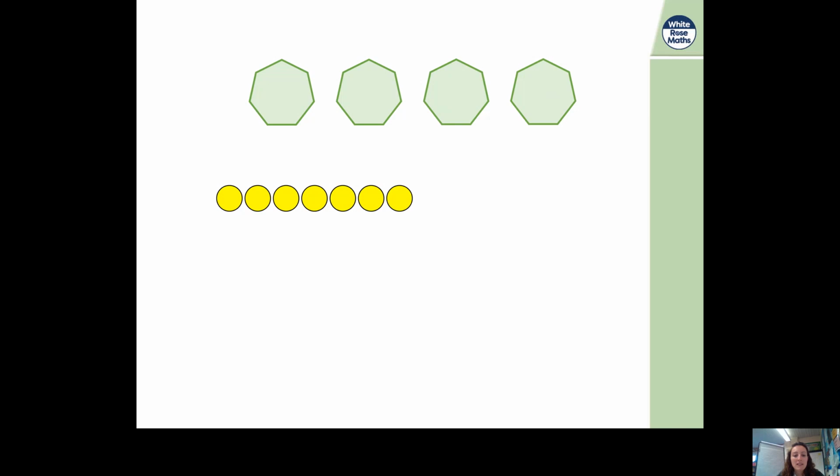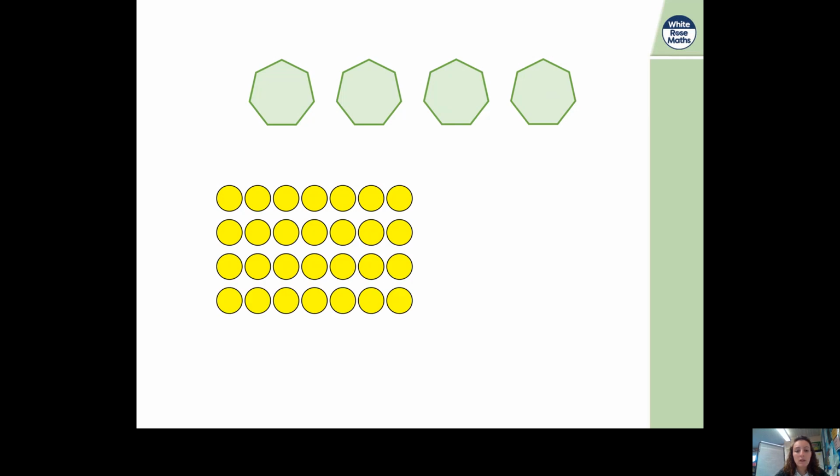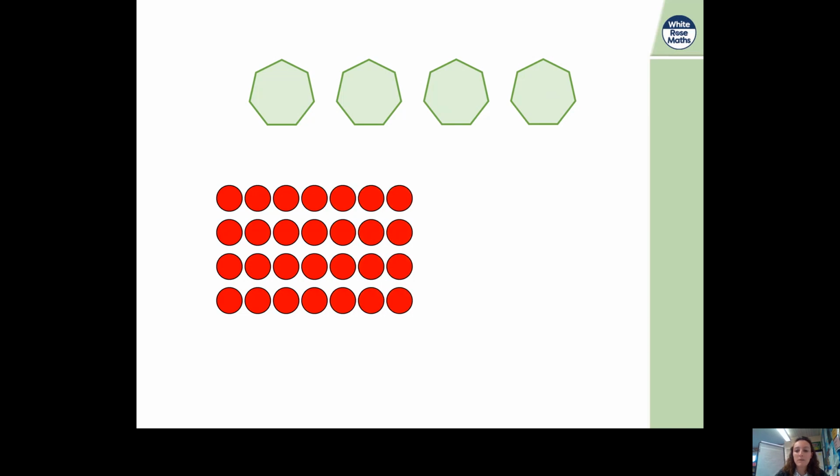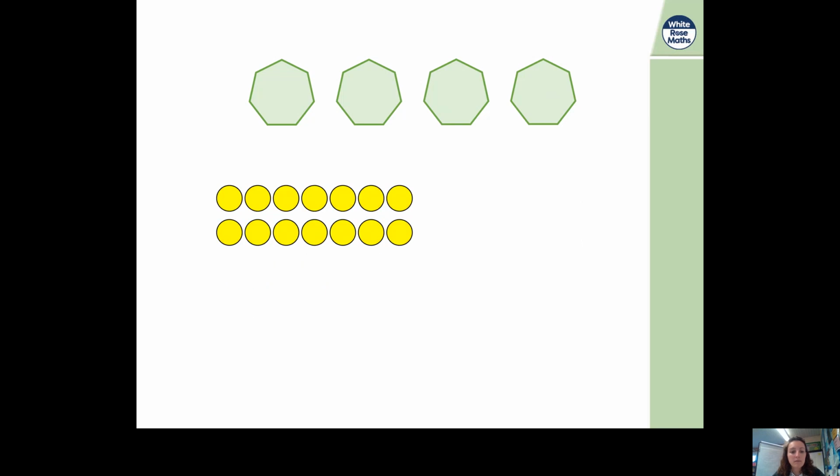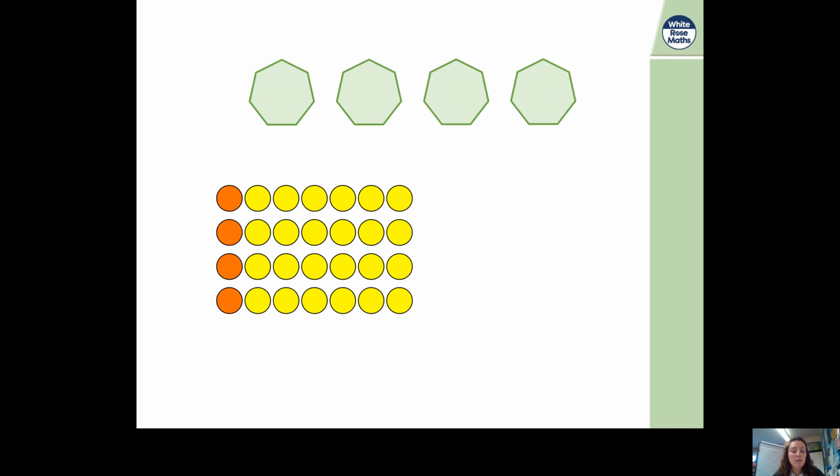So here we have our heptagons again, and I'm going to show you using an array. 1, 2, 3, 4, 5, 6, 7, 4 times, or 4 sevens. So we're just representing again for you 7 times 4. We'll go back. 7 times 4, 1, 2, 3, 4, and then 4 times 7.